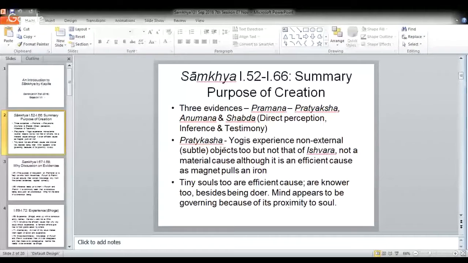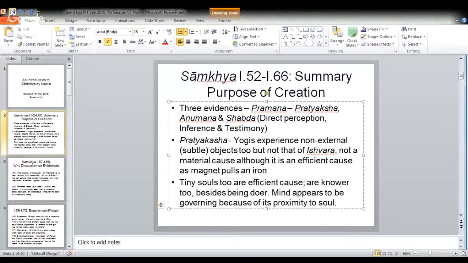Okay. So we were discussing Pratyaksha. Pratyaksha is the direct perception for yogis about subtle elements and for the layperson about gross objects. Then Kapil is adding, however, even yogis cannot perceive what is called Ishwar, that infinite consciousness, for two reasons.